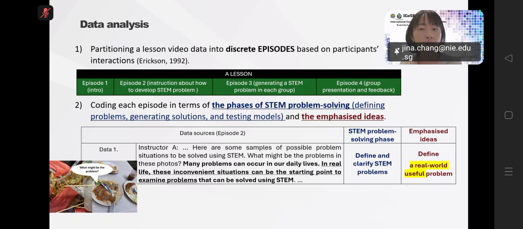She guided students to create a STEM problem from real-life situations, very inconvenient real-life situations. As you can see in the picture, it's food. Students can see the food wastage, right? So we extracted that the instructor emphasized that many problems can occur in our daily life, and in real life, these inconvenient situations can be the starting point to define the STEM problem. So in this activity, we extracted defining a real-world useful problem as an emphasized idea.